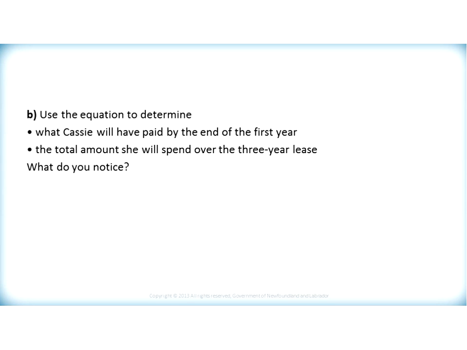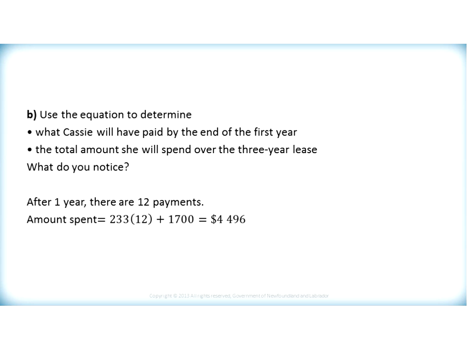Use the equation to determine what Cassie will have paid by the end of the first year and the total amount she will spend over the 3-year lease. And we're going to look at what we might notice from our two calculations. So after 1 year, how many payments will she have made? She will have made 12 payments because there are 12 months in a year.